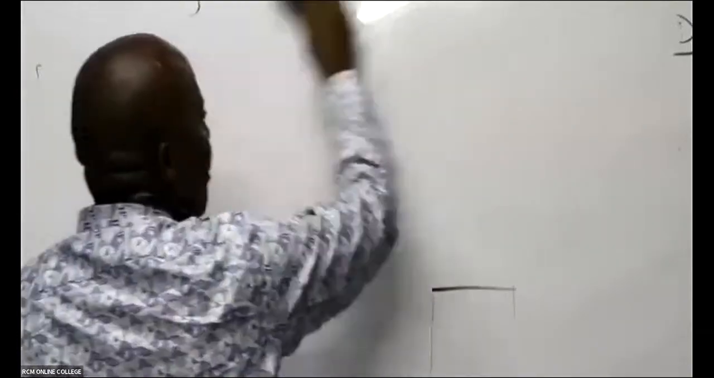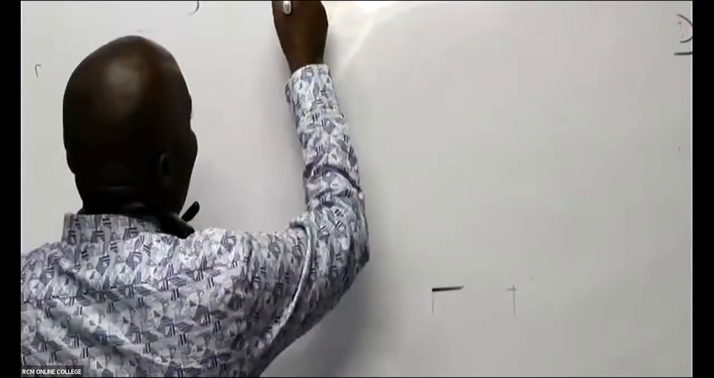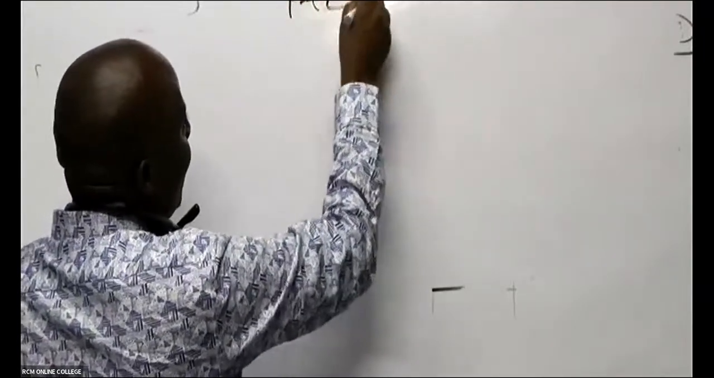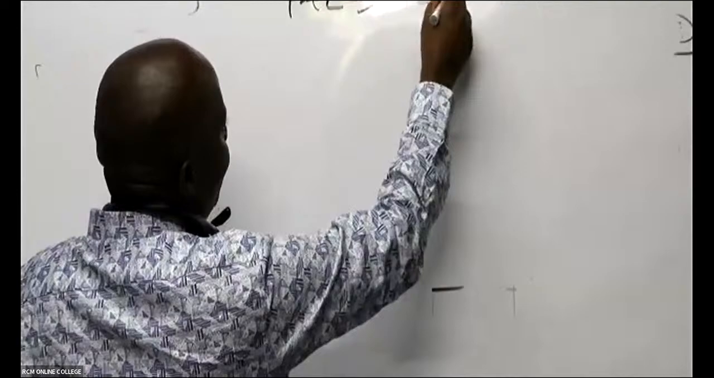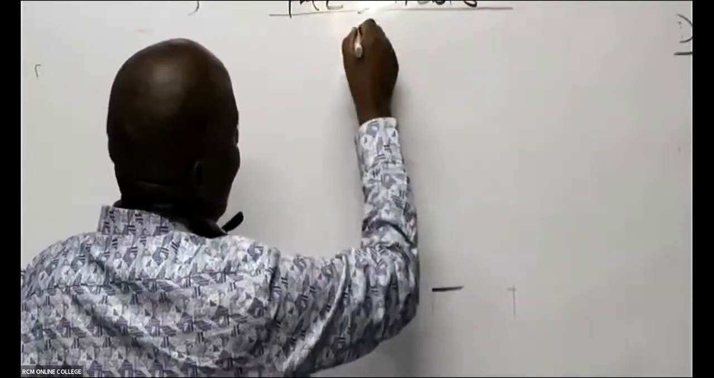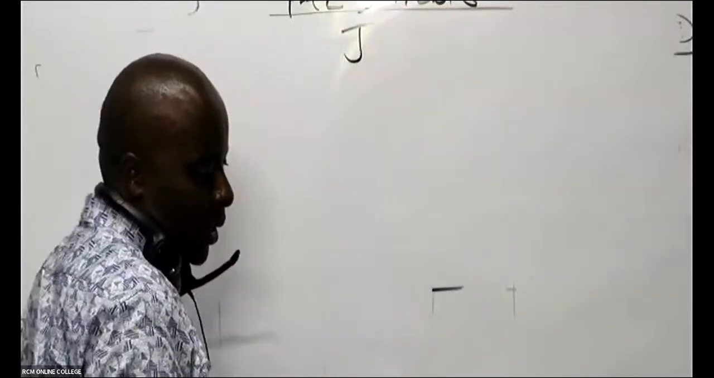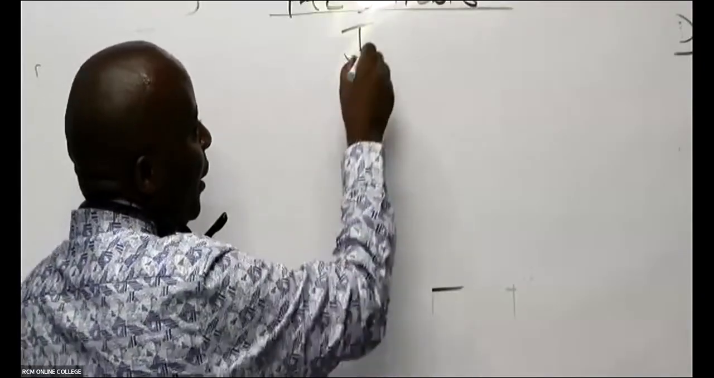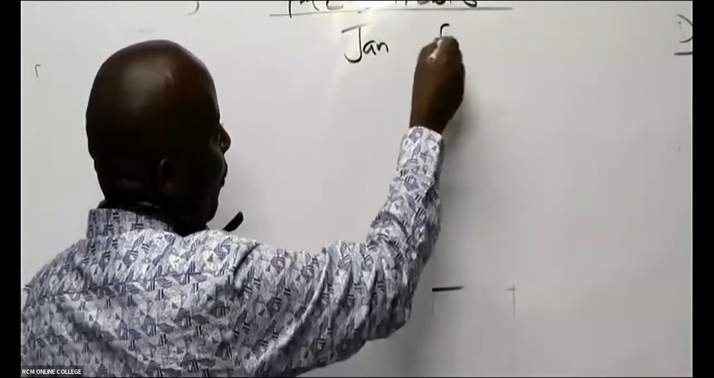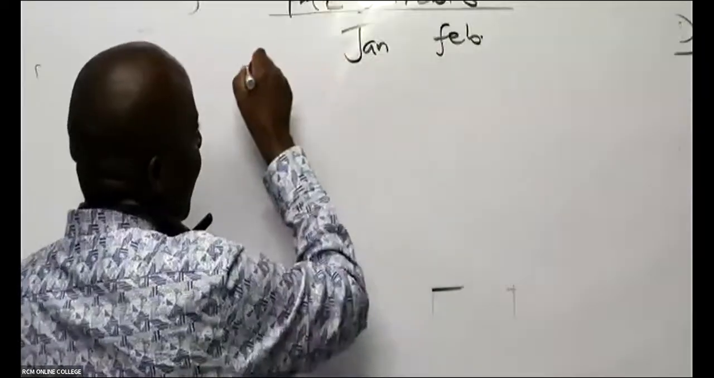Profit and loss statements using marginal costing. So we have here P and L, marginal costing. So we have January, we have what here, somebody, February, like that.